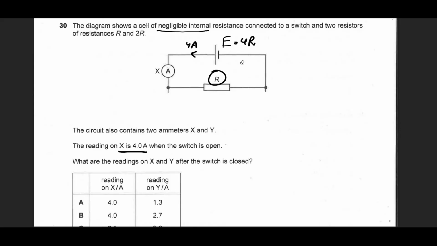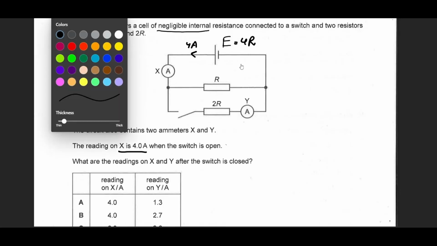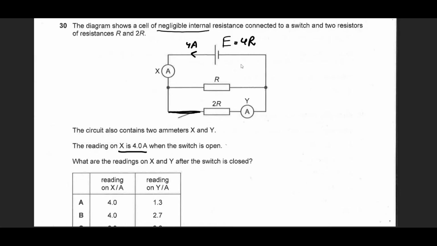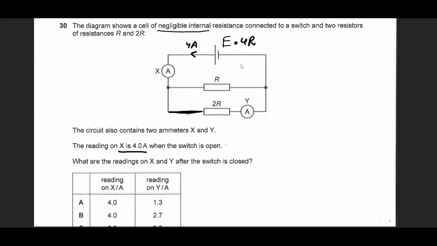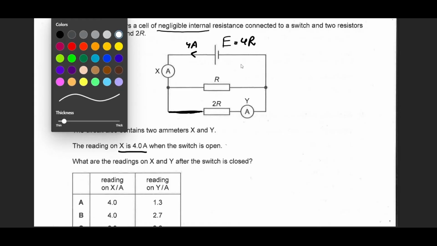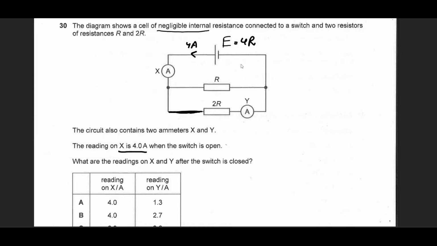Now he says that when the switch is closed, what will be the value? So let's bring the circuit back into the situation and let's draw a line over here which represents that the circuit is connected now. Now if the circuit is connected like this, what value will X read and what value will be read by Y? You can solve it in a very simple way. You see, both resistors are in parallel to each other, right?